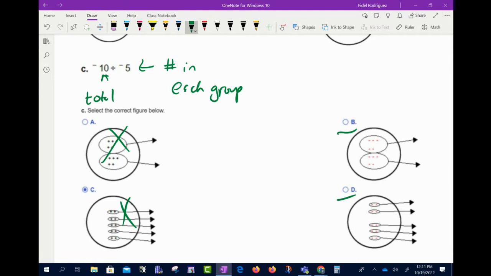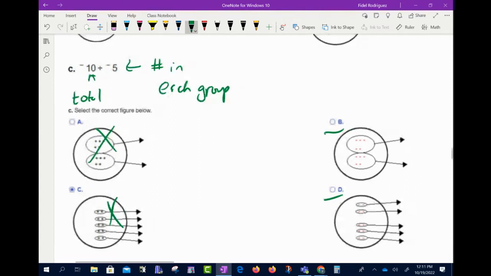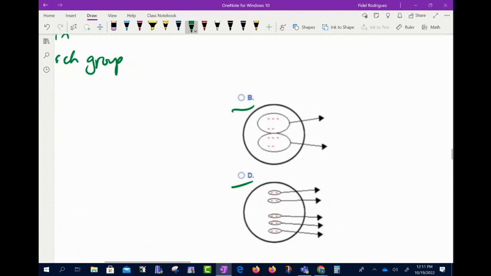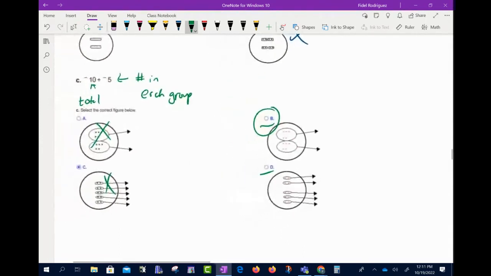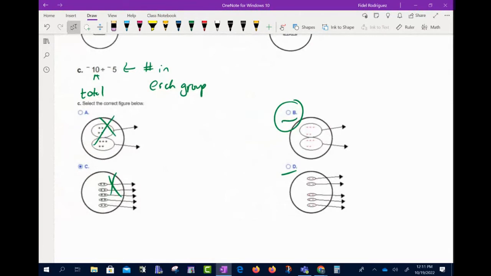And then what I want to figure out is between B and D, the -5 should be the number in each group. So if I look at B and I look at D, which one has -5 in each of the groups? Would you say B or D? B does, right? Now again, y'all, just going with my rules of operating with signed numbers when I'm dividing, a -10 divided by a -5 is a +2, okay?